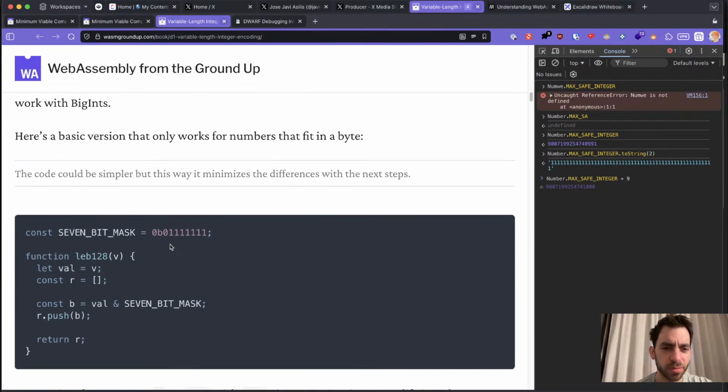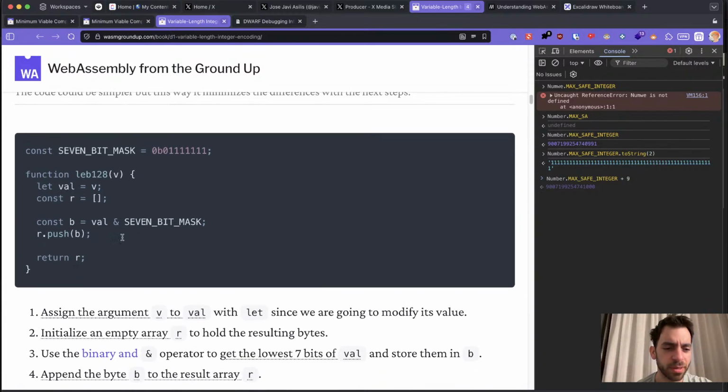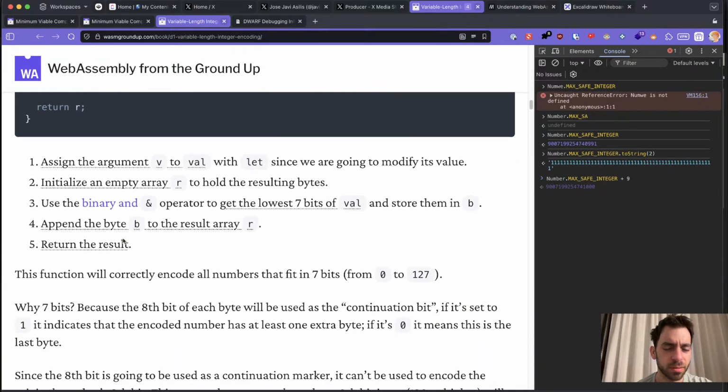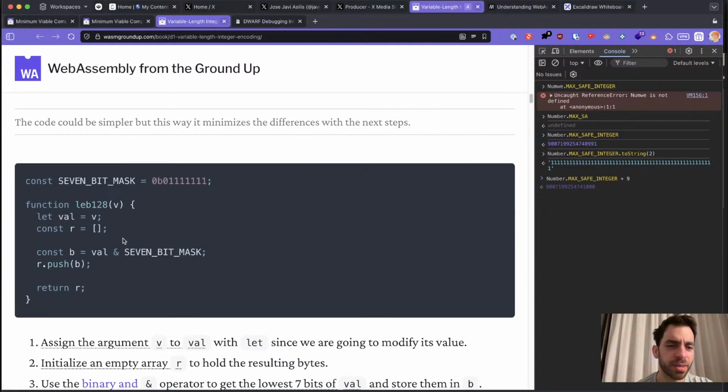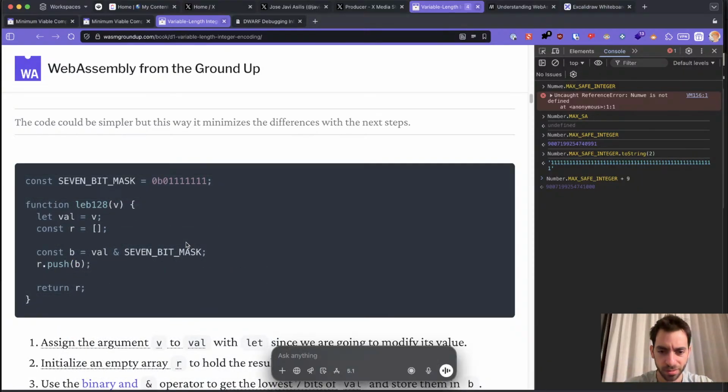7-bit, this code could be simpler, but this way it minimizes the difference over the next steps. Because 7-bit masks. Bit masking. Let's go. Okay. 7-bit mask. So I'm gonna ask ChatGPT to explain to me how this code works, because the thing is that I don't know a lot about bit masking.